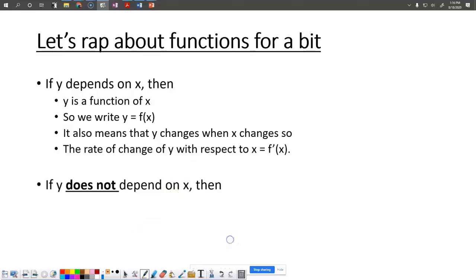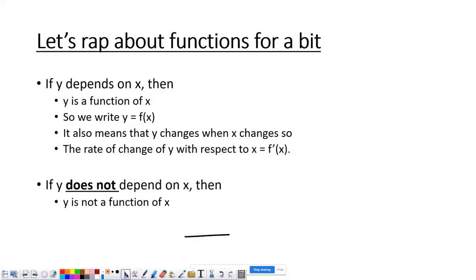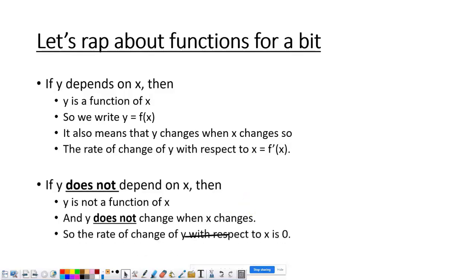Okay, so if your happiness doesn't depend on the amount of money you have, then as the amount of money you have is changing, it shouldn't affect your happiness because they're not related to each other, right? So if y does not depend on x, then that means that y is not a function of x, and therefore y will not change when x changes. So therefore, the rate of change of y with respect to x is 0. That means as x is changing, y will not change at all. Its rate of change will be 0 because they're not dependent on each other.